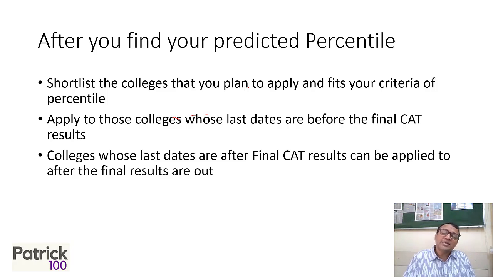But for colleges whose final dates are after the CAT results, wait for the final CAT results and percentile to come out, because the actual percentile you will get only once the final results come out. So wait for the final results and then you can apply based on your percentile.